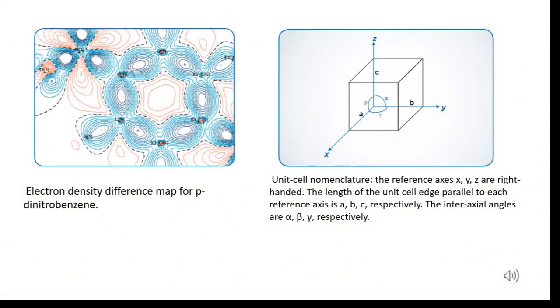On the left hand, the electron density difference map of bromodinitrobenzene. On the right hand, the reference axes X, Y, and Z are right-handed, and the lengths of the unit cell are parallel to each axis, with angles alpha, beta, and gamma respectively.